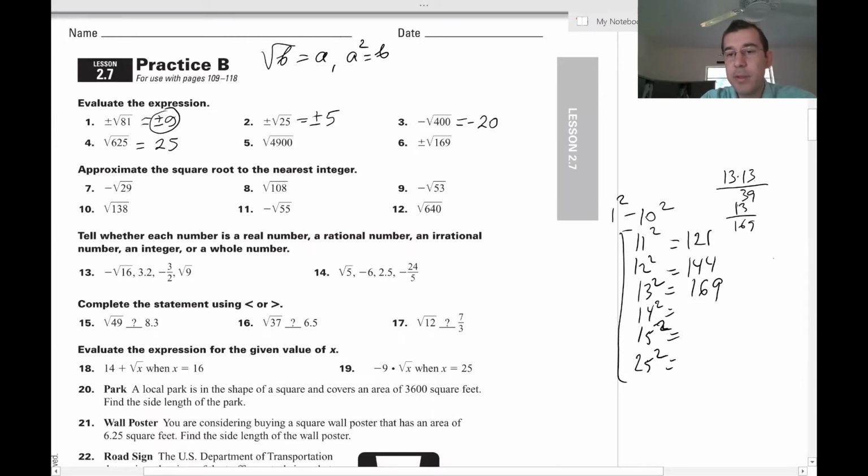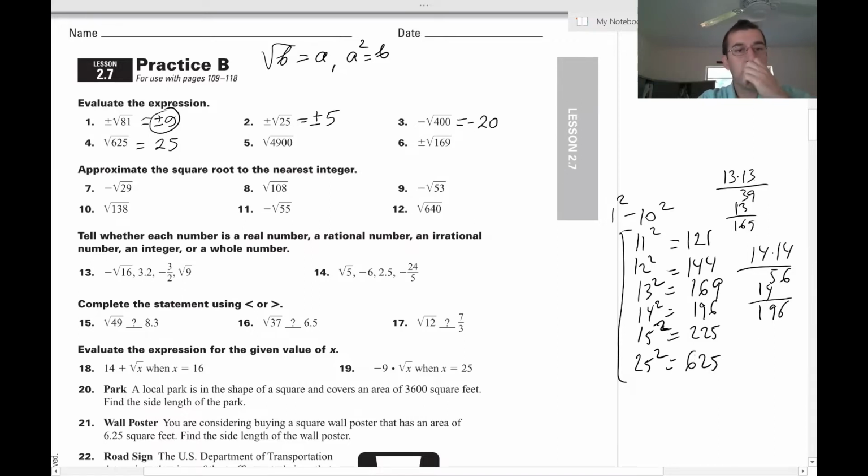Then 14 squared, 196, I believe. So let's say 14 times 14. 4 times 4 is 16. 6 and 1, 5 and 14. So 196. Yes. So it's 196. 15 squared is 225. And then 25 squared is 625.